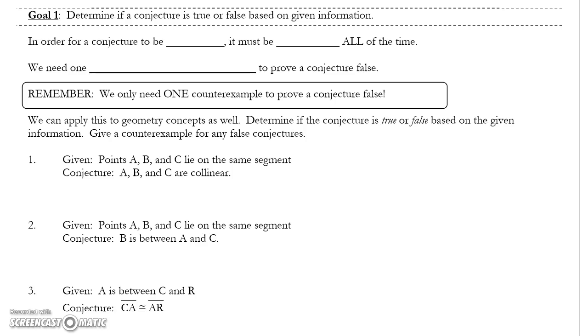given information. So, in order for that conjecture to be true, it must be true all of the time. If it's false, it only needs to be false once. It can be true 999 times, and then on that 1000th time, if it's false, the whole thing would be considered false. That one item that can prove any conjecture false is called a counterexample. And let's make sure I spell it correct. C-O-U-N-T-E-R.